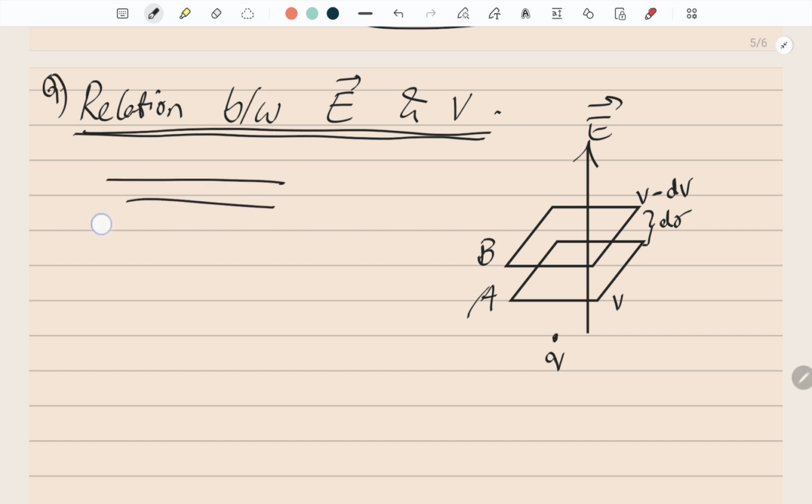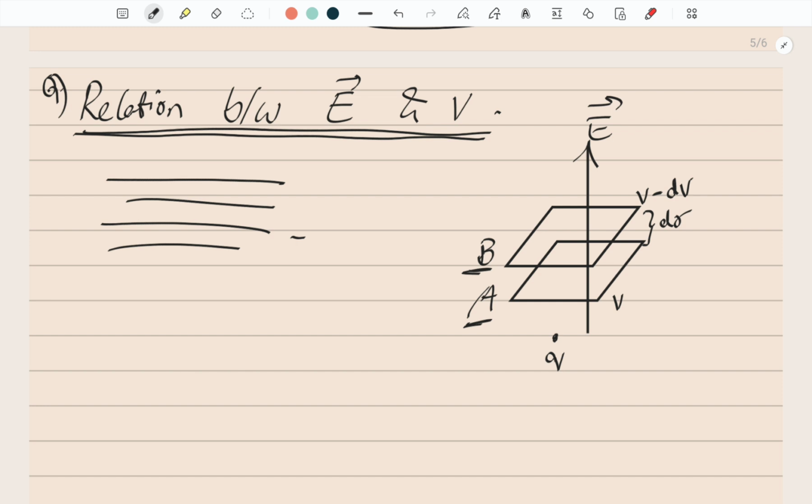So how will you write the initial explanation? I'll just dictate: consider two equipotential surfaces A and B spaced closely. Let the potential of A be VA equal to V and the potential of B, VB, be V minus dV. Now I have also given you the direction of electric field. The initial explanation just explains the equipotential surfaces A and B, the distance between them and the potentials they have. Now, what is the direction of electric field? It is normal to both A and B.